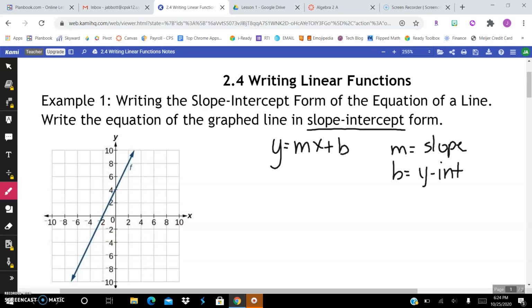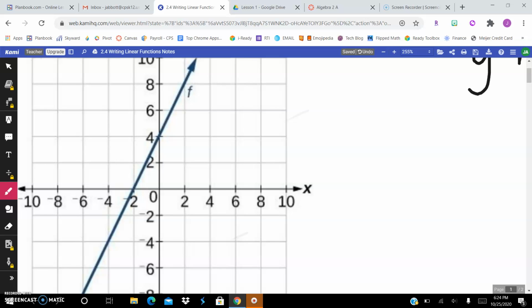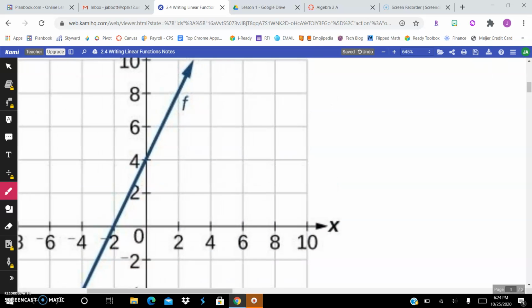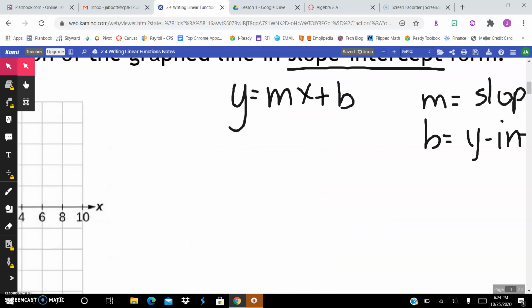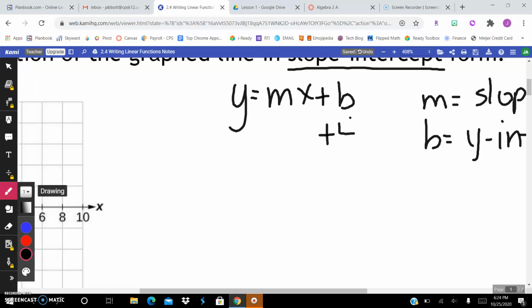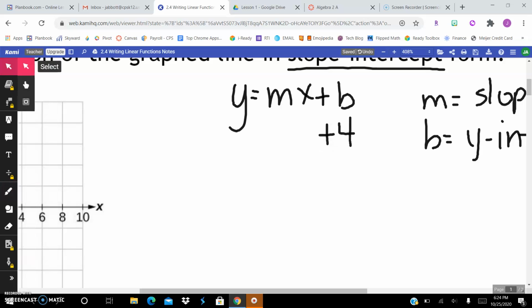So it's pretty easy to figure out the y-intercept from a graph, because you just look where it crosses the y-axis, and it crosses at +4. So what that tells us is that b is going to be +4. So I know that much already.